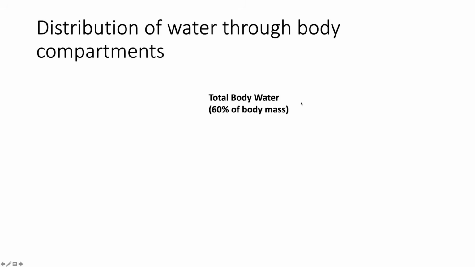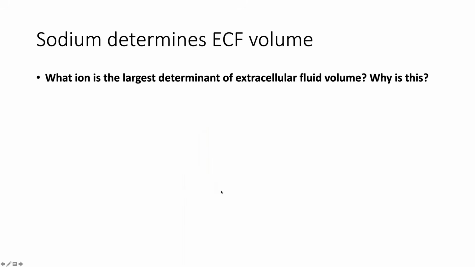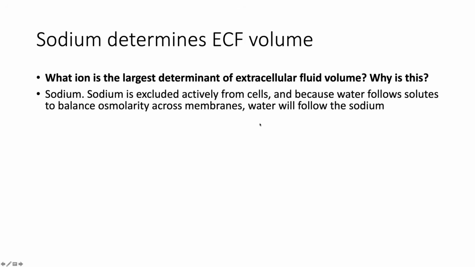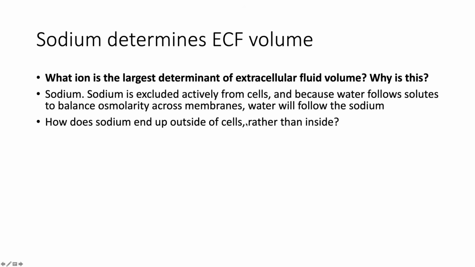Let's talk briefly about this diagrammatic representation of the total body water. We said 2/3 is ICF, 1/3 is ECF, and then 1/4 is plasma and 3/4 is interstitial. What ion is the largest determinant of extracellular fluid volume, and why is this? Sodium, yes. What I'm trying to get you to recognize is that sodium is excluded from cells, and the reason it's excluded from cells is because of the sodium potassium ATPase. The sodium potassium ATPase excludes it from the inside of the cell and makes it go to the outside of it, okay?